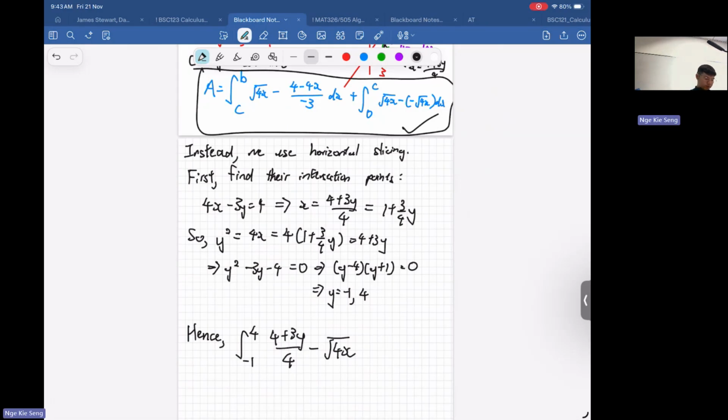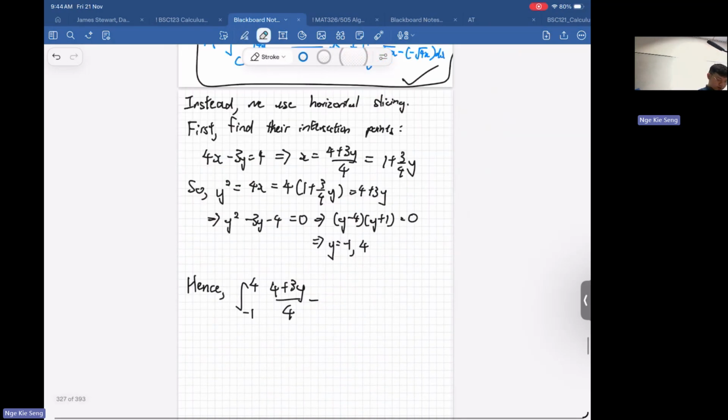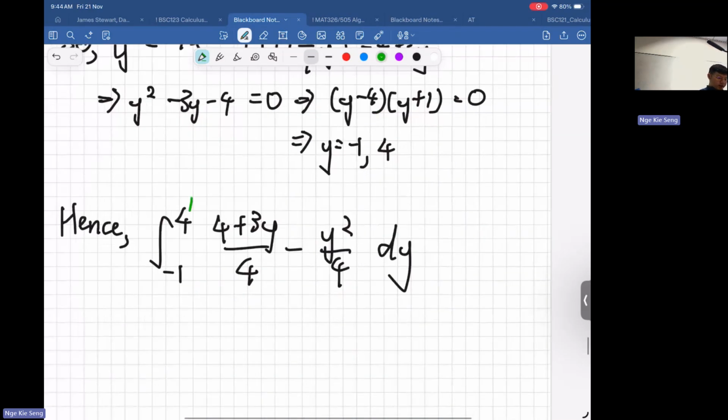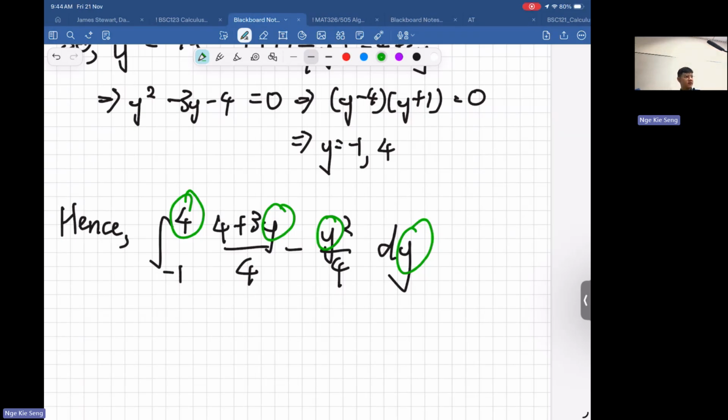Is it? Wait, wrong. So not square root 4x, what is it? Y square over. Okay, so everything is in y. So you need to check whether this integration limit, where you take it, and then the function, and then the variable, are they consistent or not? Like what I said yesterday, you have to be consistent. You cannot integrate along x and then your function is along y.